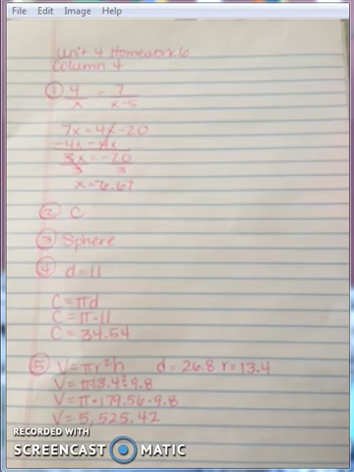Okay, so Unit 4, Homework 6, Column 4. Solve the proportional equation below. So I'm going to cross multiply and divide. So I'm going to have 7 times x is 7x, 4x minus 20 on this side. I'm going to subtract 4x from both sides. 7x minus 4x is 3x. That leaves me with a negative 20.